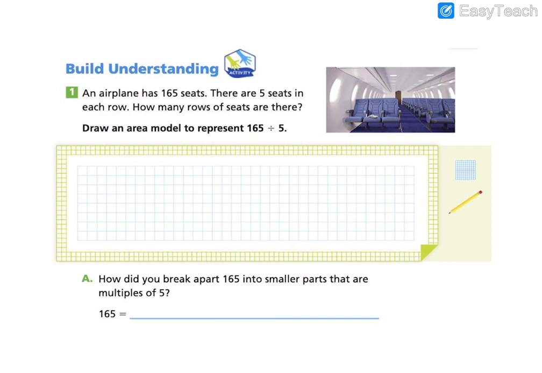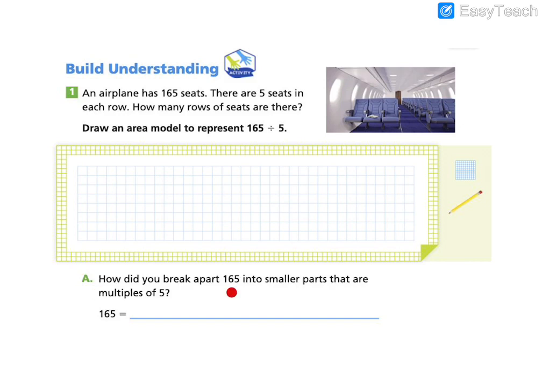Right, so to review, we're going to use an area model to start. Number 1, an airplane has 165 seats. There are 5 seats in each row. How many rows of seats are there? Draw an area model to represent 165 divided by 5. Let's pop down to letter A first.